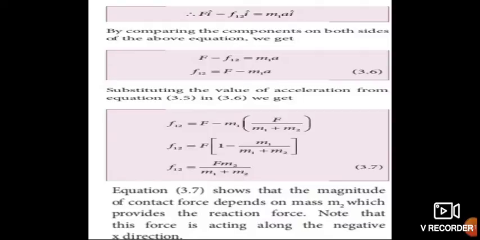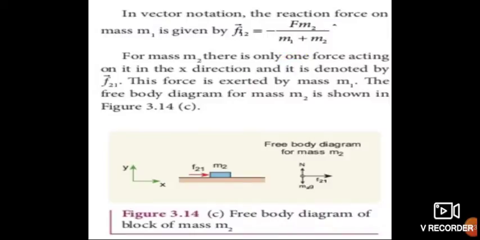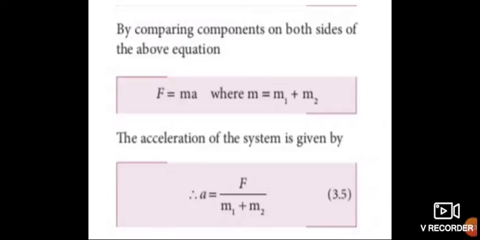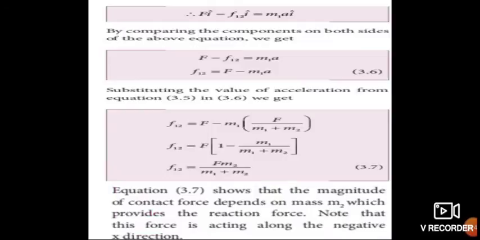For this, here the m1 a becomes negative on the left side, and the minus F12 becomes positive on the right side. So we can write the value of F12: F12 is equal to F minus m1 a. Already you know the acceleration from equation 3.5: a is equal to F divided by m1 plus m2. Substituting this in equation 3.6, we get the value of F12.